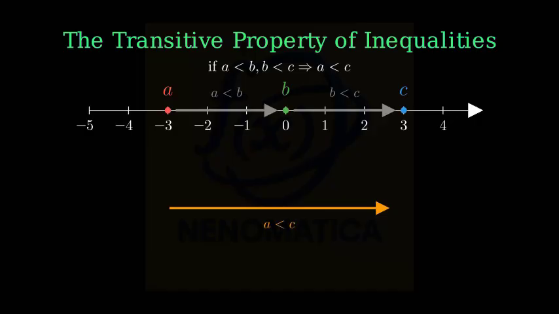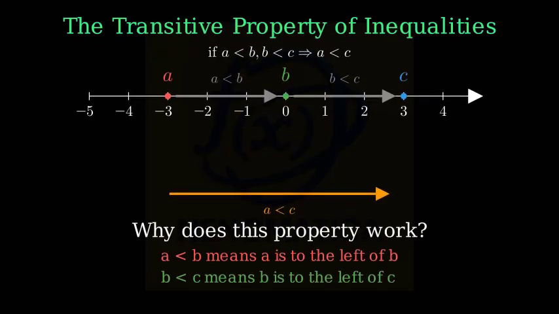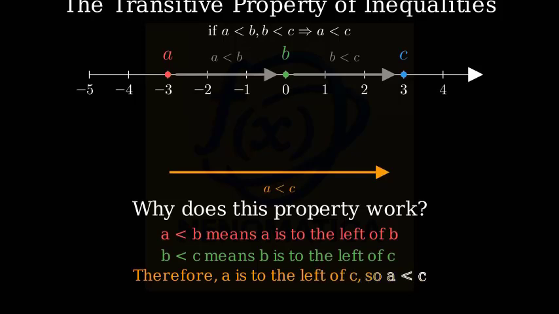Now, let's understand why this property works formally. When we say a is less than b, we mean a is to the left of b on the number line. Similarly, b is less than c means b is to the left of c. So by combining these two facts, we can see that a is to the left of c, which means a is less than c. This is the essence of the transitive property.